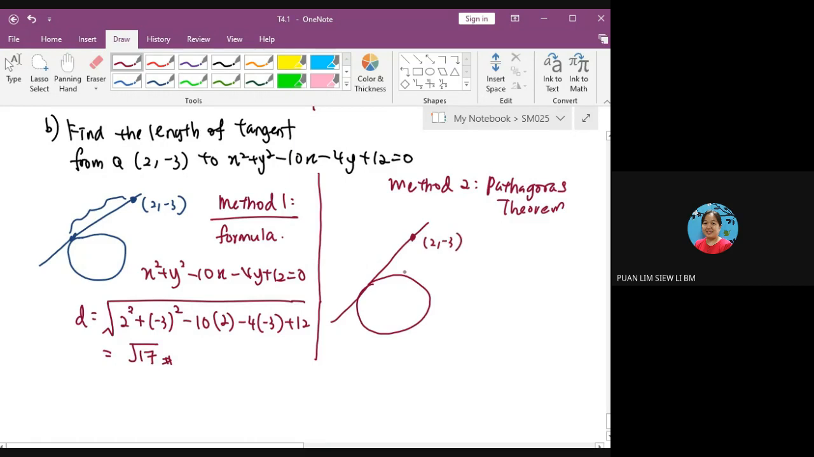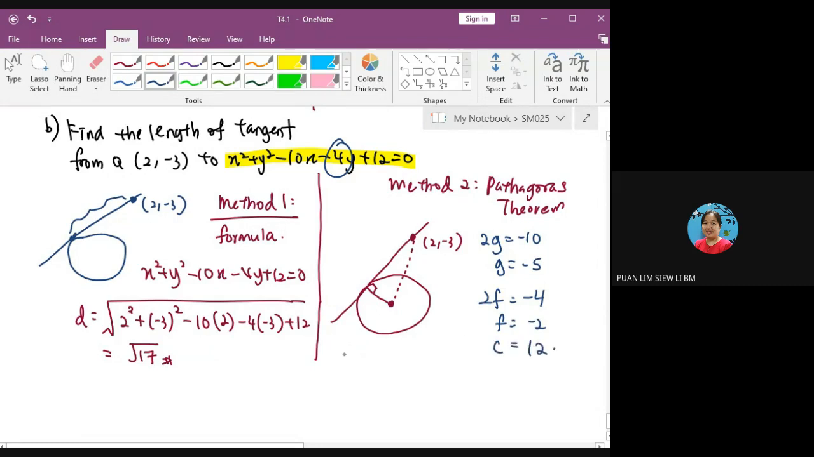From the Pythagoras theorem, you need to find out what's your radius and what's your center so that you can find this hypotenuse. They are giving us the general form. So when you want to use the general form, you must know your G, F, C. From here you can see 2G is negative 10, so G will be negative 5. 2F is the coefficient of y, negative 4, so your F will be negative 2. Lastly, your constant C will be 12.